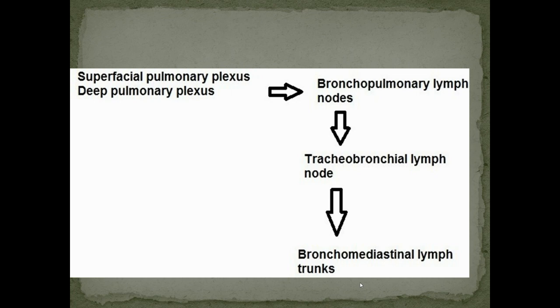You have seen the superficial pulmonary plexus and deep pulmonary plexus. They will drain all the lymphatics of the lung. It goes to the bronchopulmonary lymph nodes, and again to the tracheobronchial lymph nodes, and now they drain into the bronchomediastinal lymph trunks.